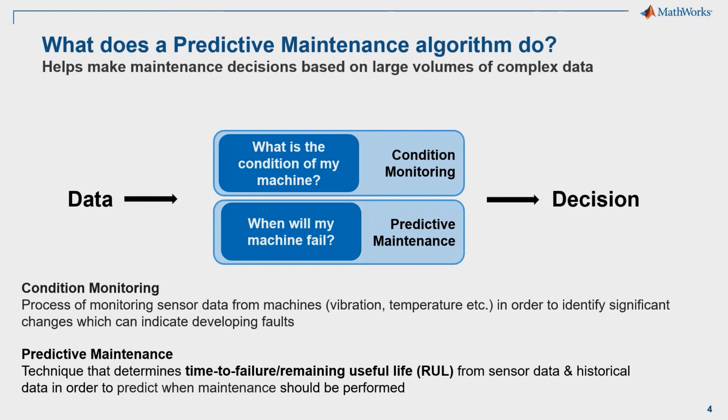The second one, when is my machine going to fail? That is often referred to as predictive maintenance or prognostics, or more specifically, remaining useful life or time to failure estimation. And that's really where we're going to take that same sensor data, take some historical amount of that sensor data, and build a model that can predict when maintenance needs to be performed. Right? It's not just what's the current condition of my machine; it's how long, specifically how long in time, do I have until my system's going to fail, so that I can decide when to bring it down for maintenance.